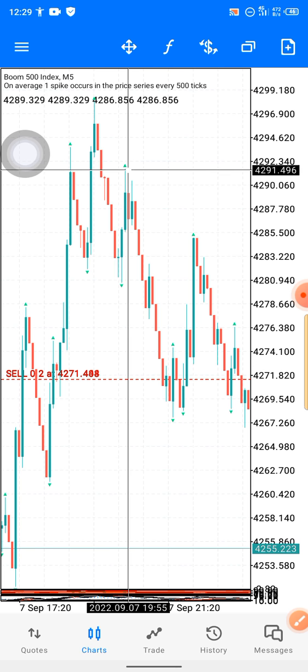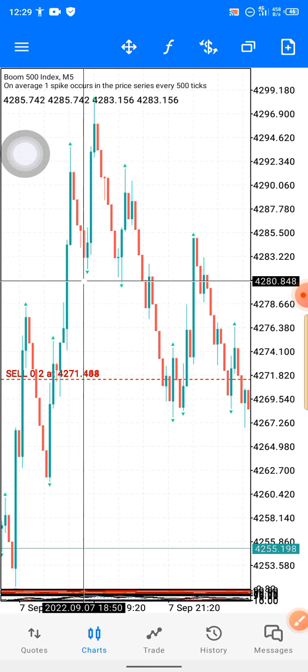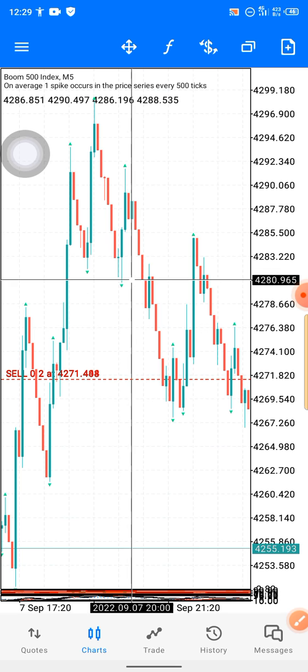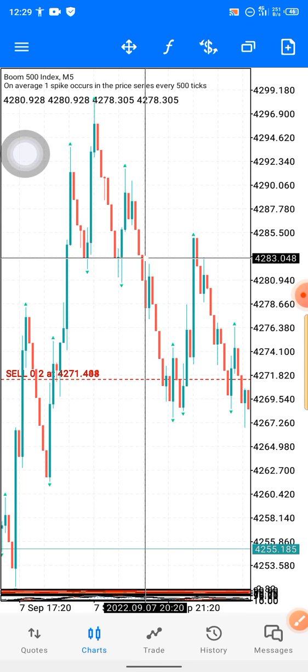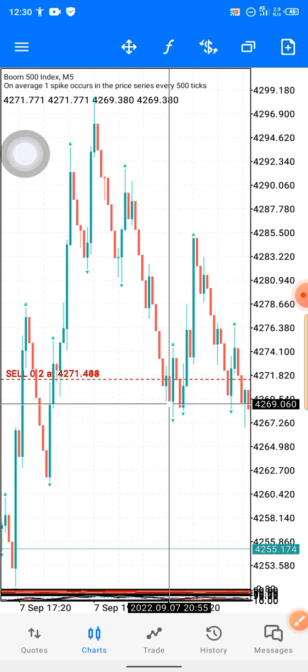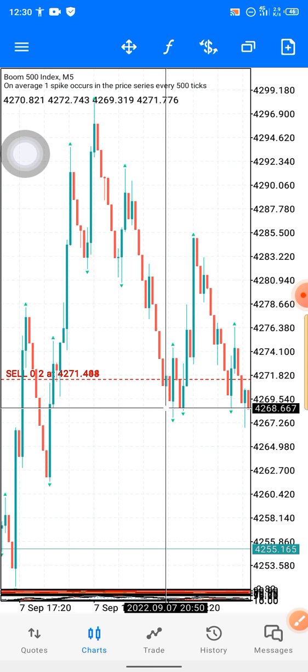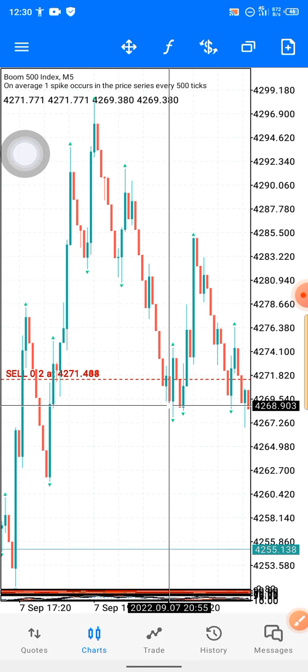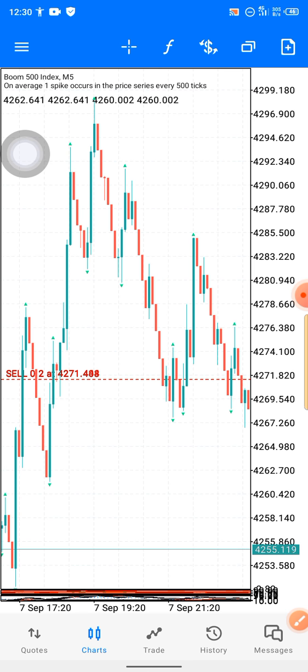Now after spiking up, come a little down, spike again, and then come to the downside, breaking this zone over here guys, and then come back to the test and then start crashing down guys. As you can see, this strategy guys is very, very effective, and it's 100% accuracy. We can use what I told you in this video guys.